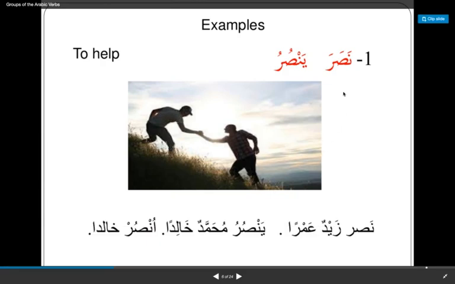Now let's have some examples. Nasara, yansuru. It means to help. I have an example here: Nasara Zaydun Amran. ينصر محمد خالدا. انصر خالدا. So these are 3 examples with the first group. Nasara follows the standards of fa'ala.